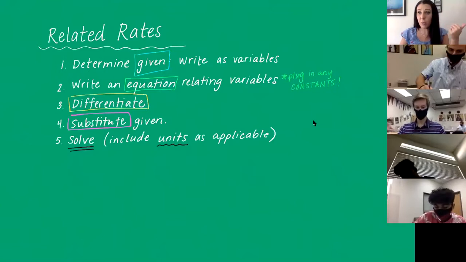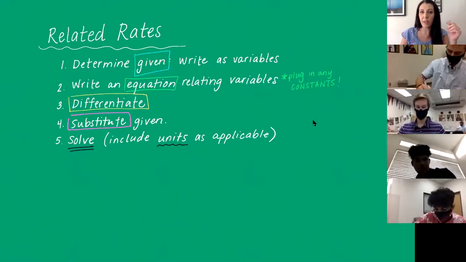You want to determine what's given, and actually you want to determine what they're asking you to find as well. So that's the first step, is to determine what information you're given and write it down in terms of variables. That way we can just look at our chart of information instead of going back to the paragraph every time. And you want to determine what you're still trying to find out.